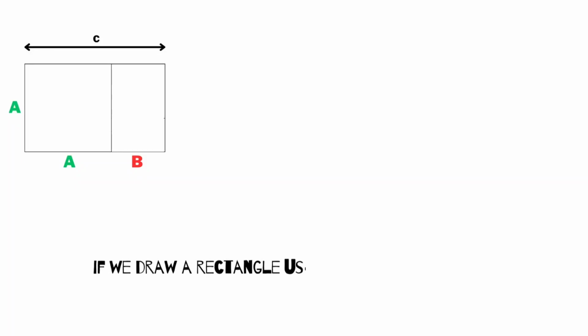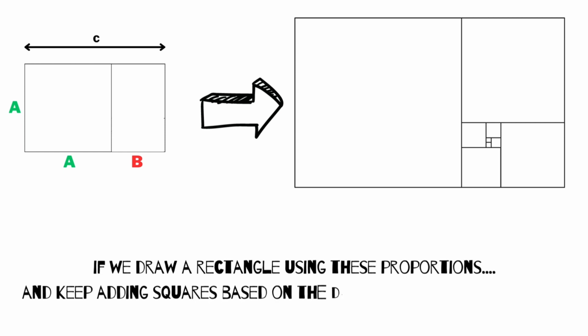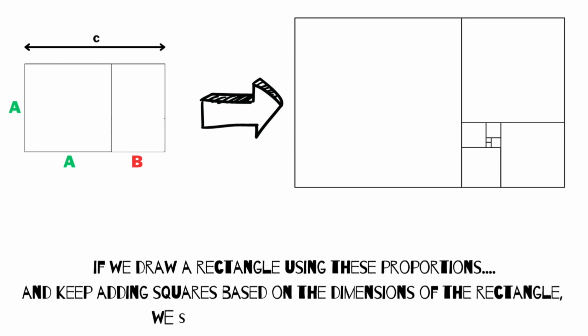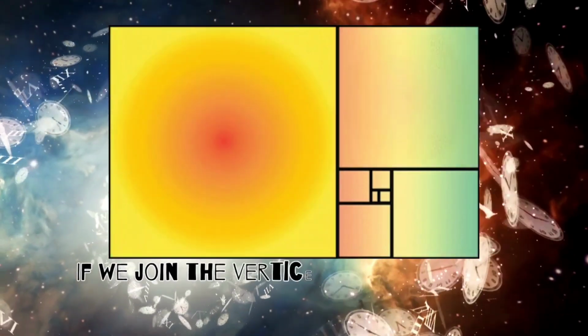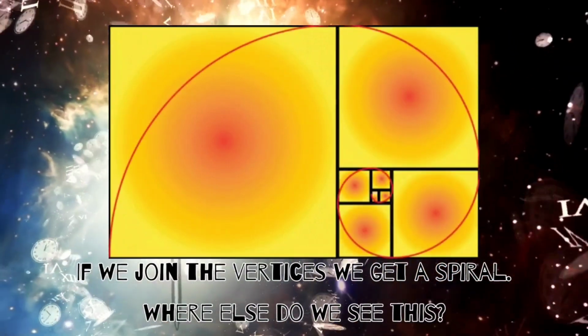If we draw a rectangle using these proportions as above, and we keep adding squares based on the dimensions of the rectangle, we can see an interesting progression. If we join the vertices, we get a spiral. Where else do we see this?